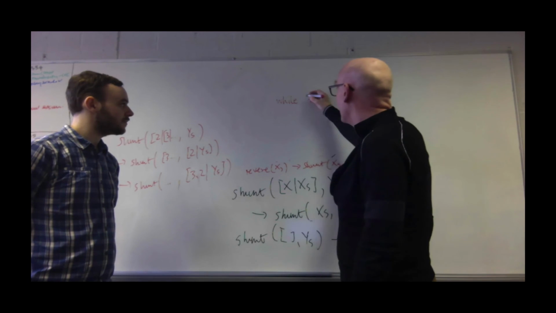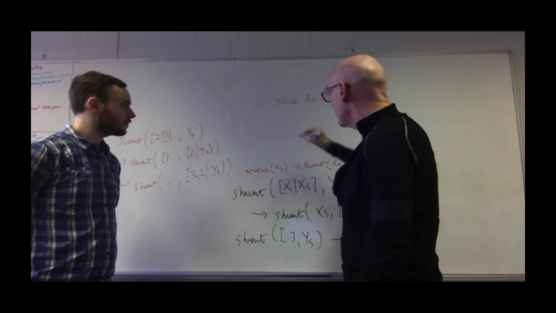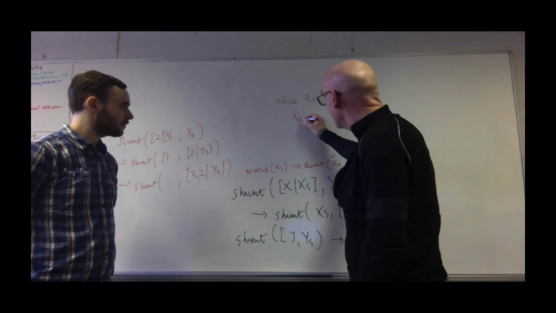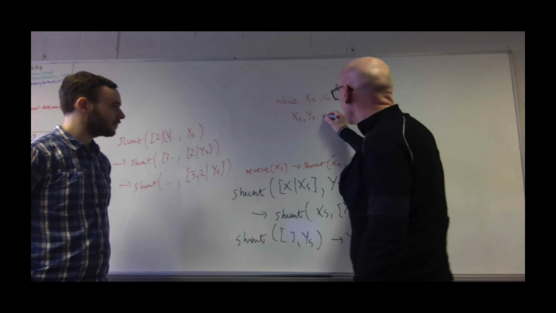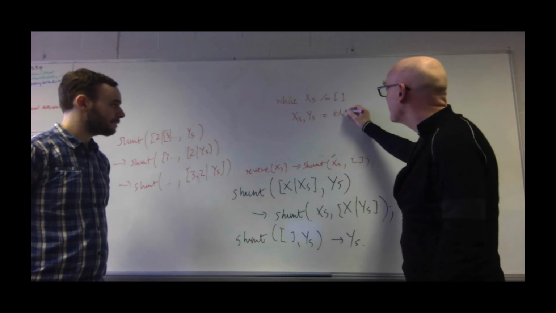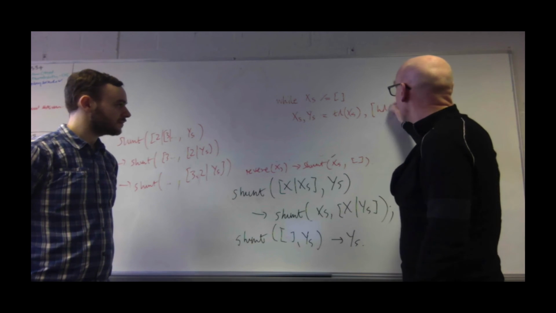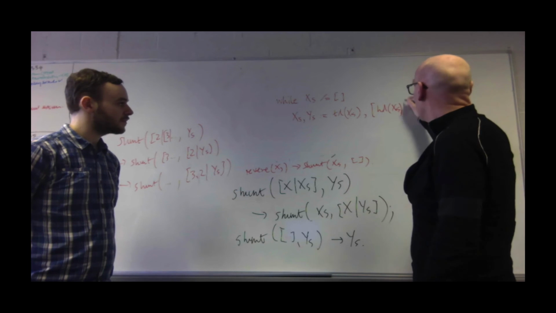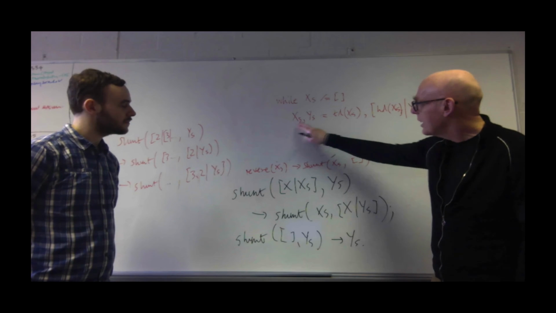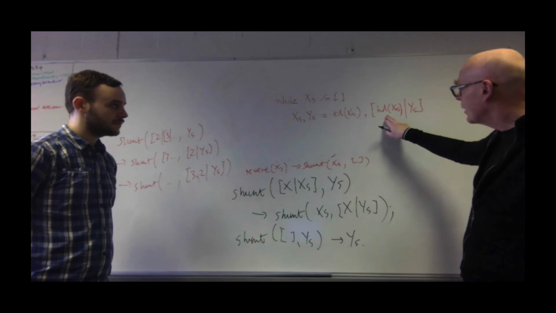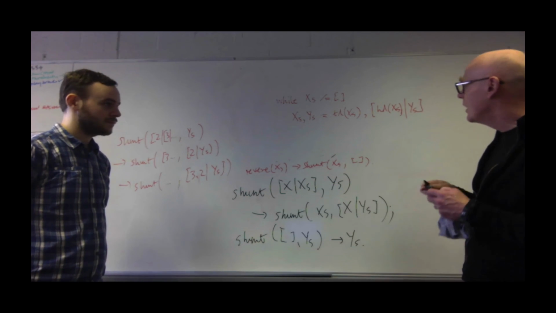a while loop. While, let's say, x's doesn't equal the empty list, what do we do? Well, we simultaneously replace x's and y's: we replace x's by the tail of x's and y's by the head of x's stuck on the front of y's, cons y's. So simultaneously, each step we take an element off the front of the first list and put it onto the front of the second.